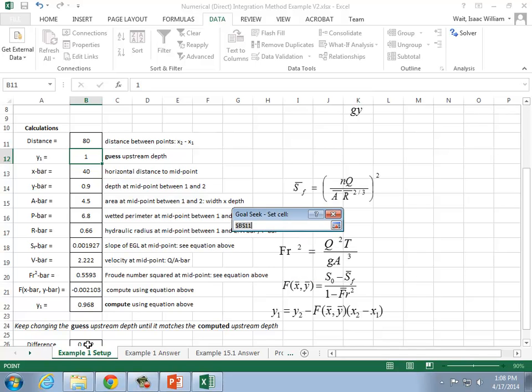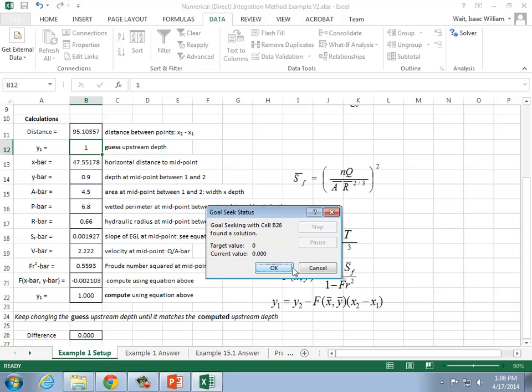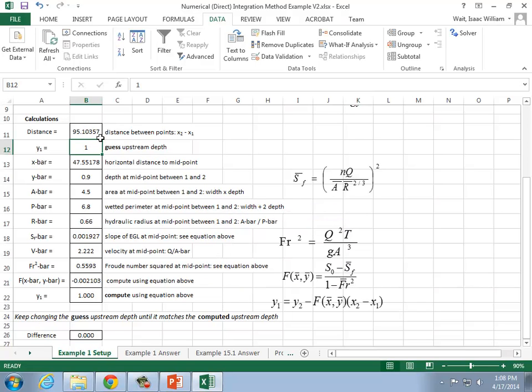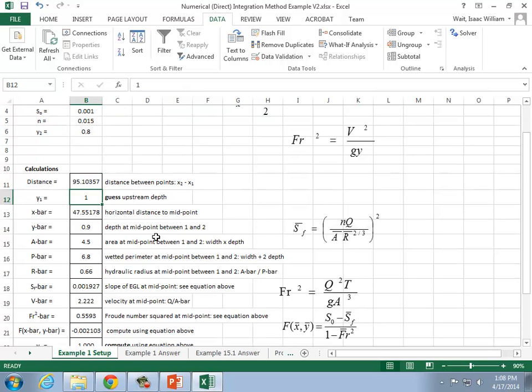Set this equal to 0 by changing the distance. I must have flipped it. All right. So it plays around with the distance, and now it said you can go 95 meters from where it is a depth of 0.8 until you get to the depth of 1. And it's that kind of approach that I want you to get a feel for here in the in-class exercise.